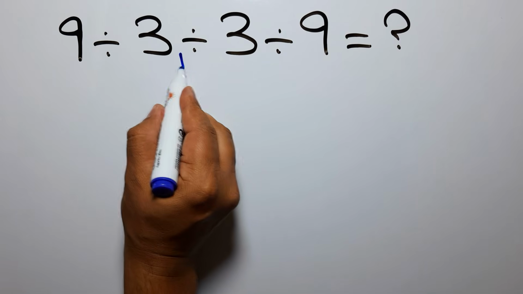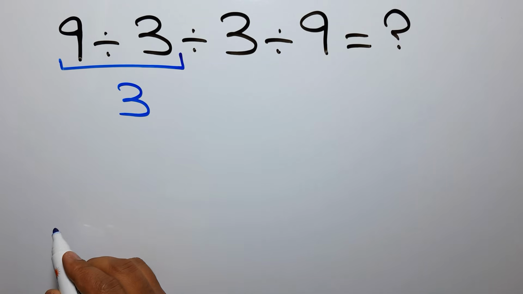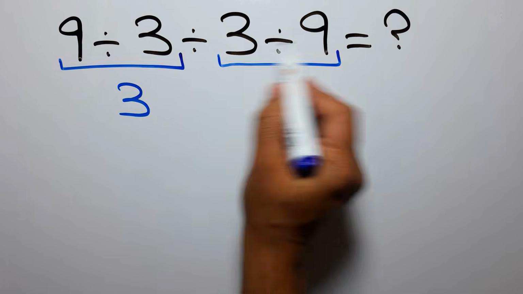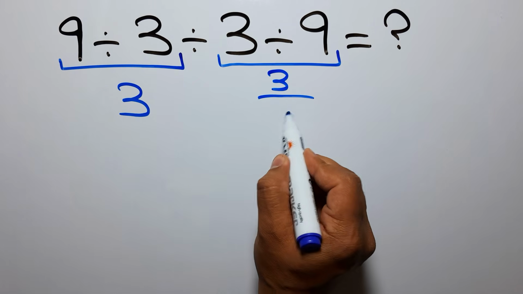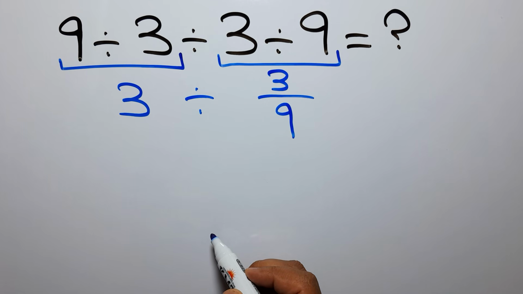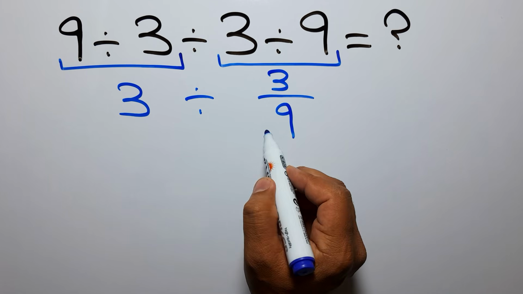9 divided by 3 gives us 3. And here we have 3 divided by 9, which can be written as 3 over 9. So we have 3 divided by 3 over 9. Now, let's simplify this fraction.